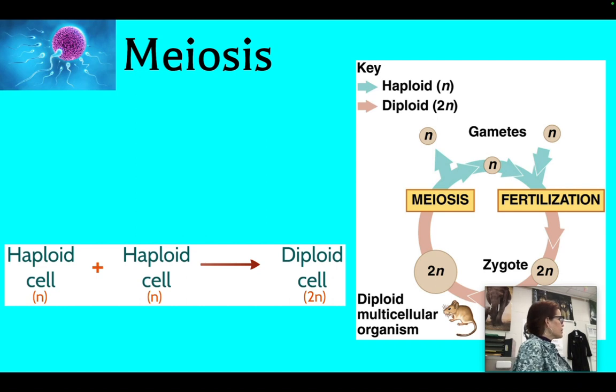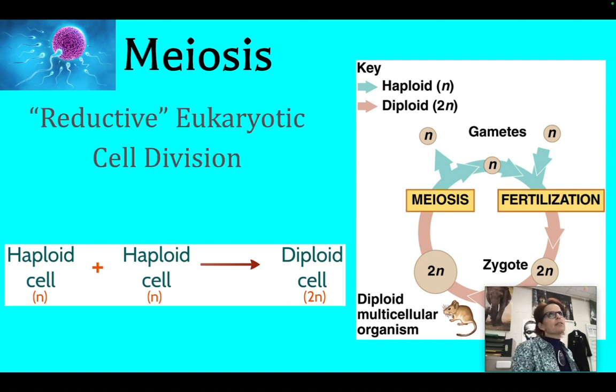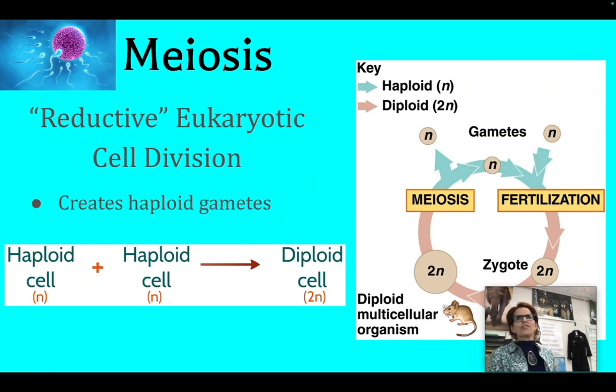We're talking about heredity and then gene expression. So in the heredity unit, we talked about meiosis. Last week, we talked about mitosis, that was cell division, and it was called non-reductive cell division. This time it's called reductive cell division. Can somebody remind me why it's called reductive? Okay, because we cut the chromosome number in half.